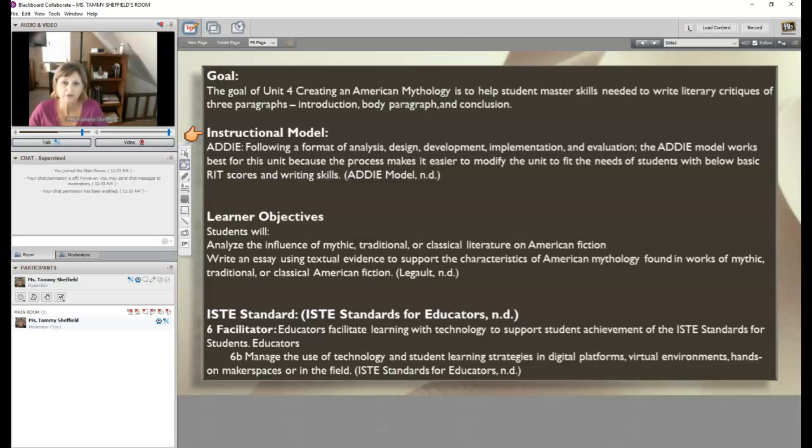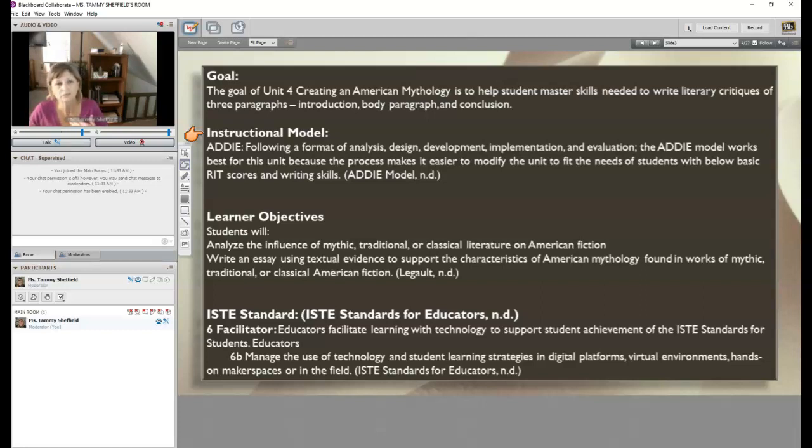They were all given the MAP test, MAP reading assessment, at the beginning of the year, and based off of their RIT scores, it was determined that they're either struggling readers or writers. And usually if you're a struggling reader, you kind of struggle a little bit with your writing skills as well. Not always, but most of the time.